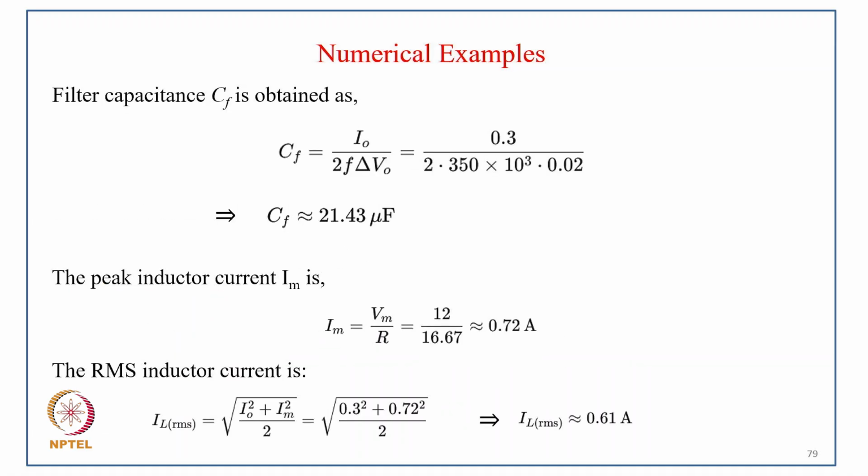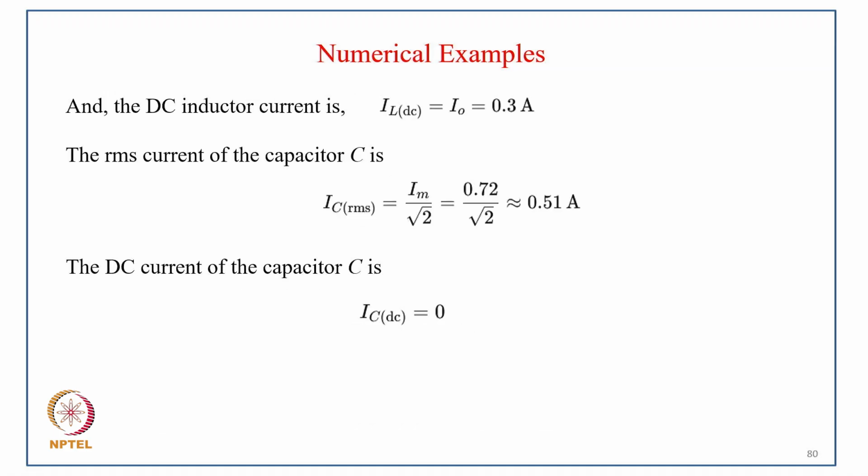And filter capacitor is obtained, CF equal to I0 upon 2F into delta V. So it comes around 21.43 microfarad. And the peak inductor current IM equal to VM upon R, that comes 0.72 ampere. So RMS inductor current is IL RMS equal to under root of I0 square plus IM square by 2. So it comes typically IL RMS becomes 0.61 ampere.